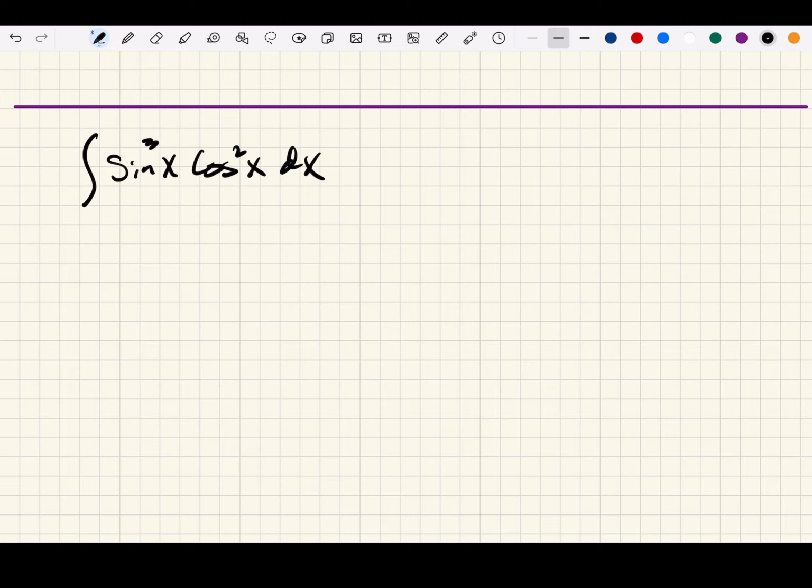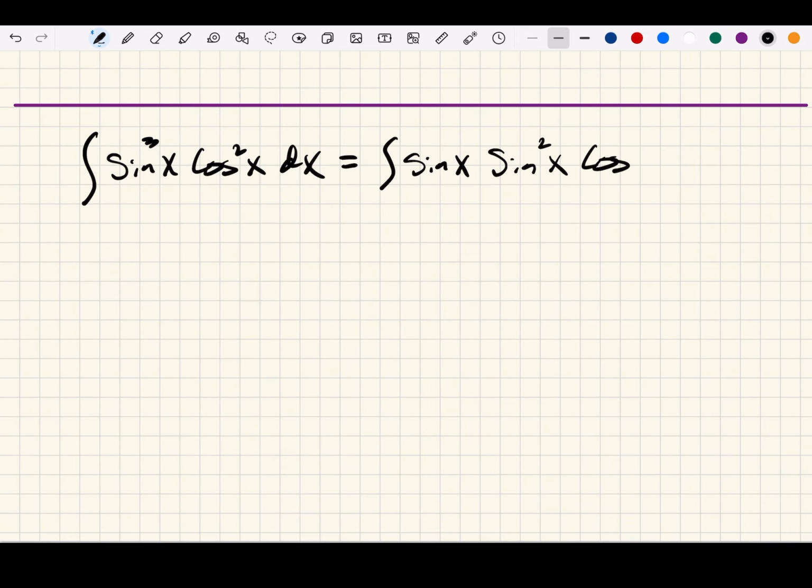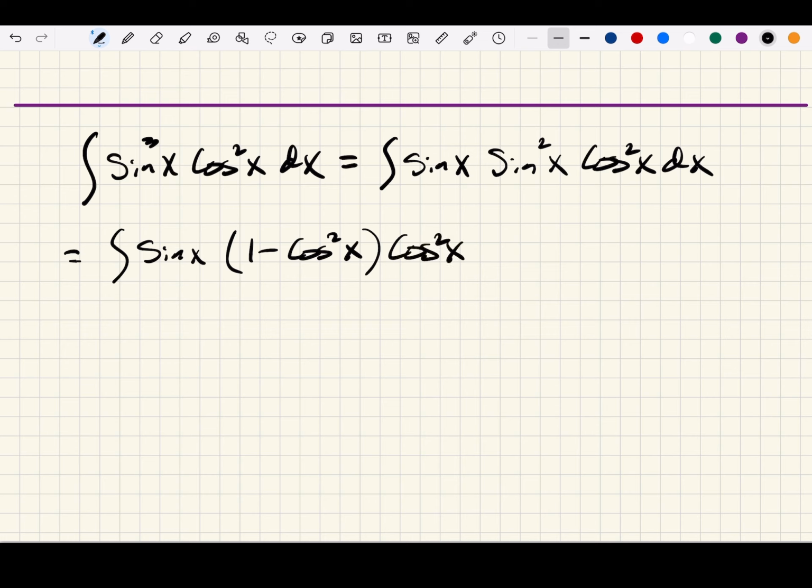Well, I think what I'm going to do is leave 1 sine out. So I'll have sine times sine square and then cosine square x dx. And I'm just going to make a Pythagorean identity again, this time with sine square making it 1 minus cosine square, right? Because the derivative of cosine is the opposite of the sine. So I'm left with a nice derivative of cosine in here. So what do we have then? We have integral sine x (1 minus cosine square x) cosine square x dx.